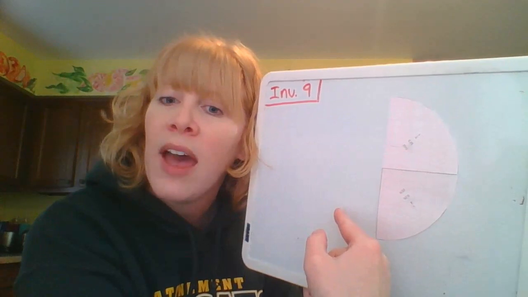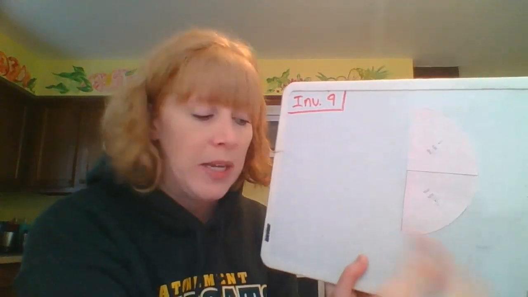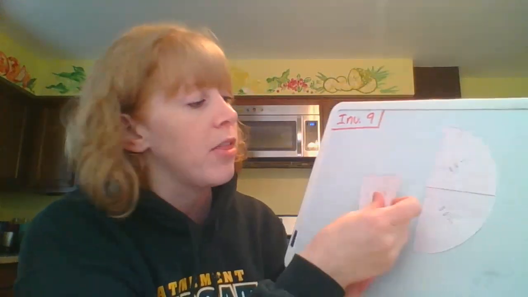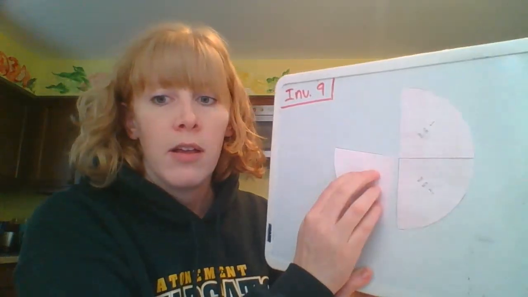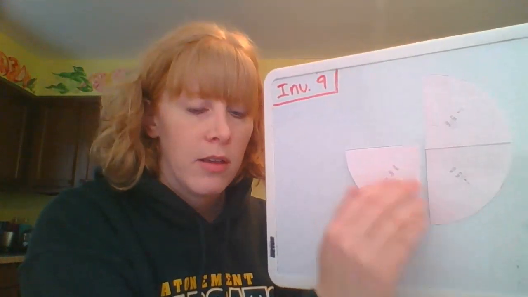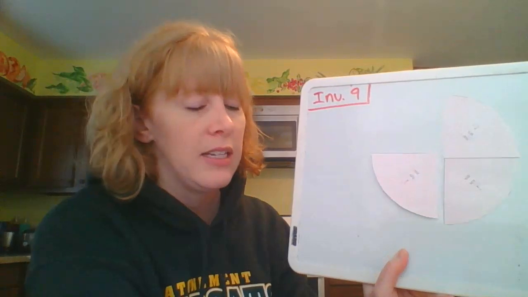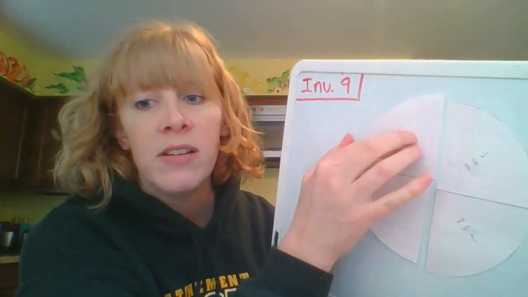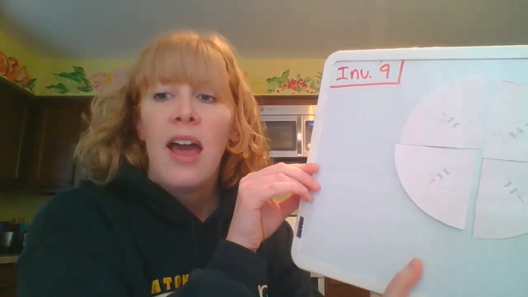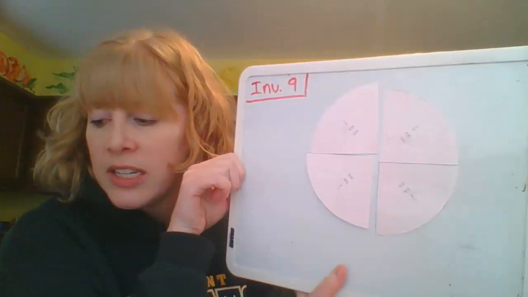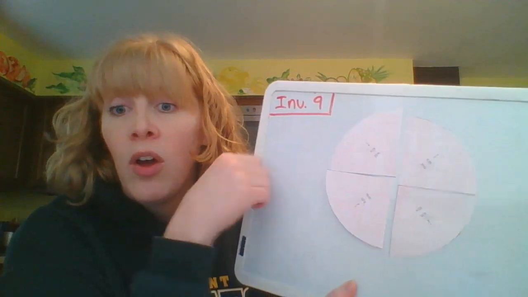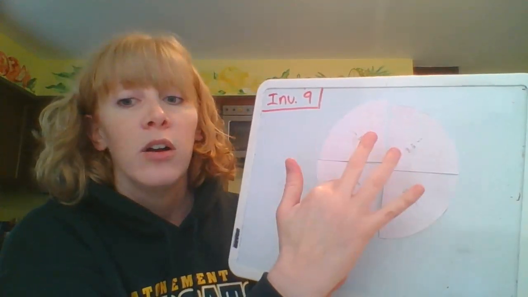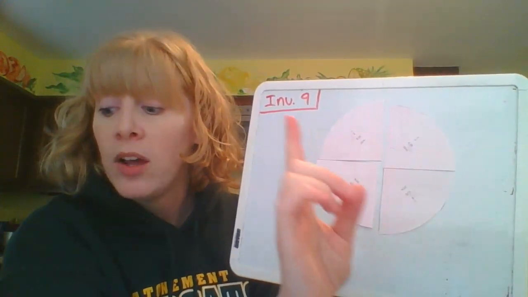Did I make a whole yet? No, that's only half of a pizza. So I'm going to get another 1/4. And I'm going to get another 1/4. And now I have an entire circle, an entire pizza. So 4 quarters make up 1 whole.